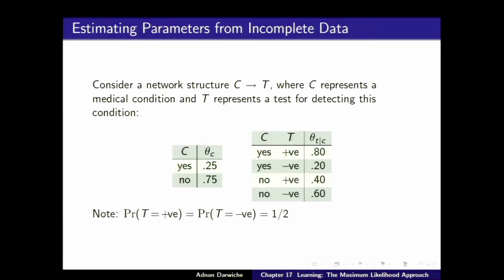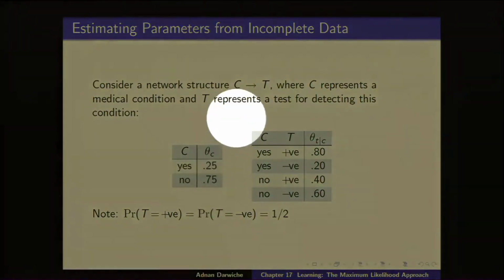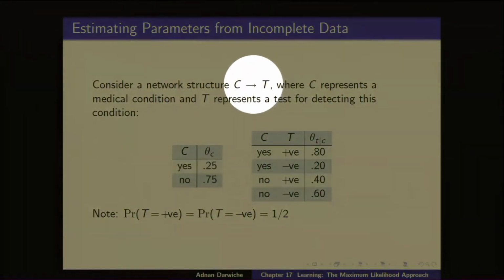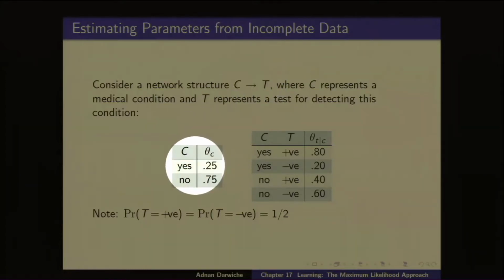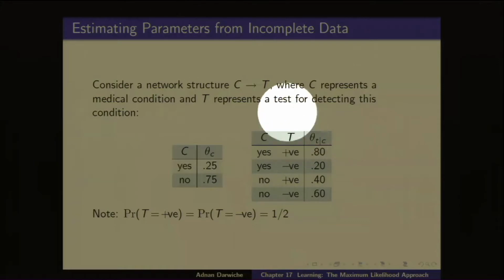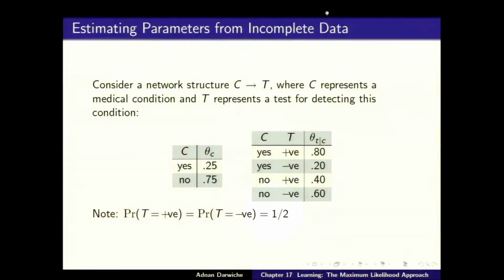We're going to use two variables only, C and T. We have a condition that a patient may have, and then we have a test that bears on that. So C goes to T, and here's the CPT for the root variable C, and here's the CPT for the test given the condition. Just an observation here that according to this model, the probability of a positive test versus negative test is basically equal.